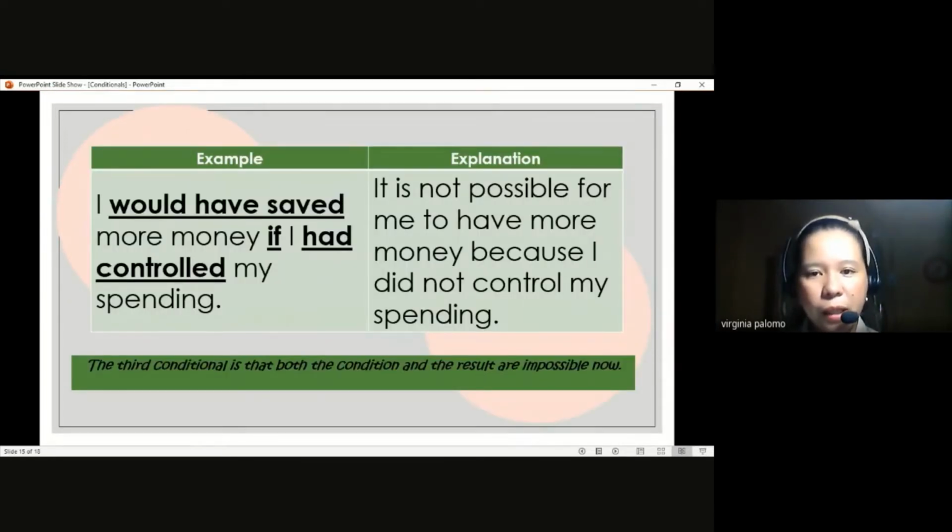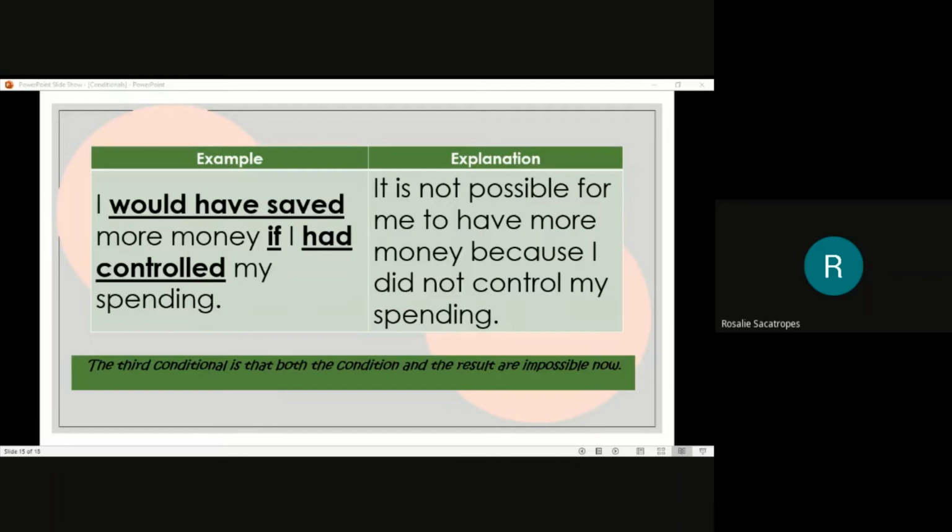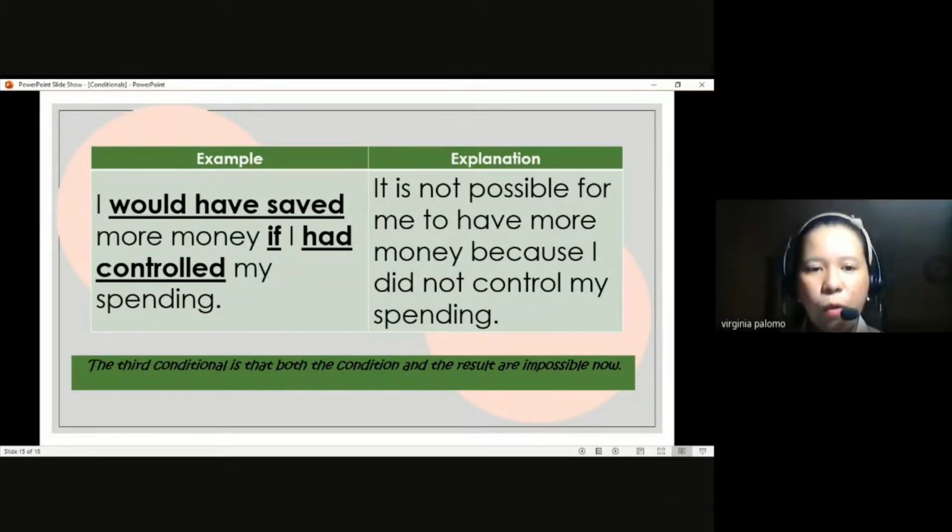Okay, please read the example, Rosalie. Example: I would have saved more money if I had controlled my spending. Explanation: It is not possible for me to have more money because I did not control my spending. So you have here would have saved, and then had controlled. The third conditional is that both the condition and the result are impossible now. So I'll give you another sentence.